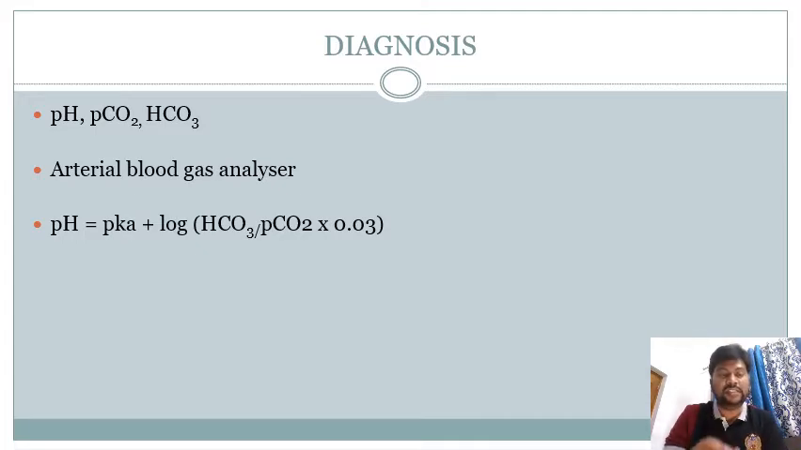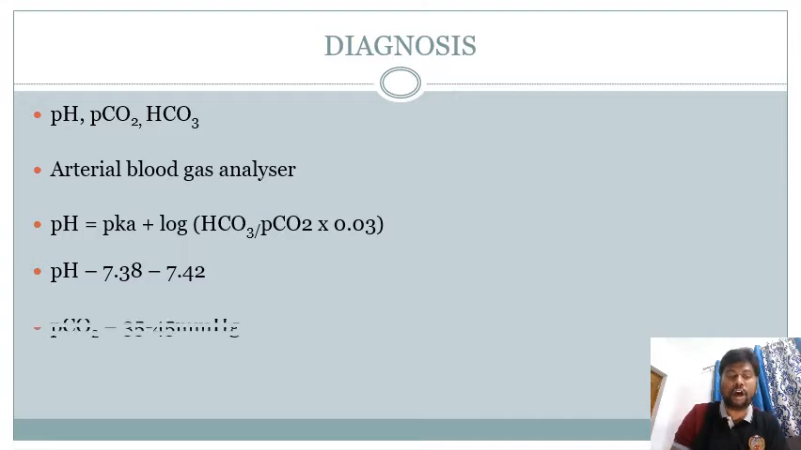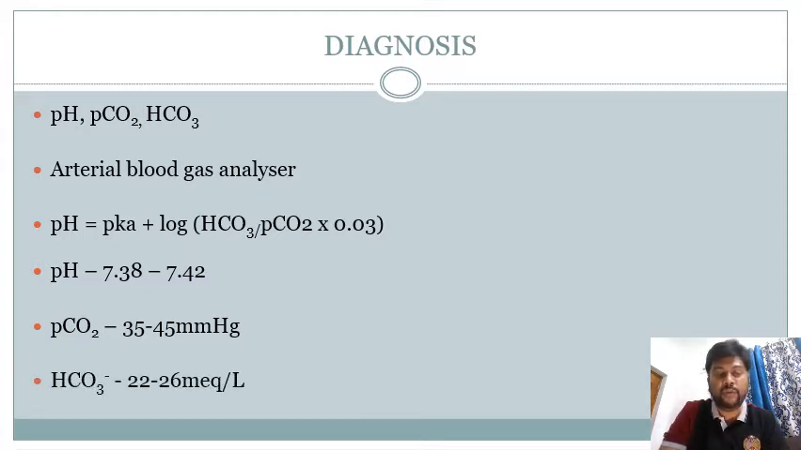Now with these values, how to diagnose it? Before going into that, first you should know the normal value for these three parameters. First, the normal arterial blood pH is between 7.38 to 7.42. Actually our mean value is 7.4, and we are keeping plus or minus 0.02. Next, normal PCO2 is between 35 to 45 millimeter mercury, whereas normal bicarbonate level is between 22 to 26 millimoles per liter or milliequivalents per liter. So this is the normal value.